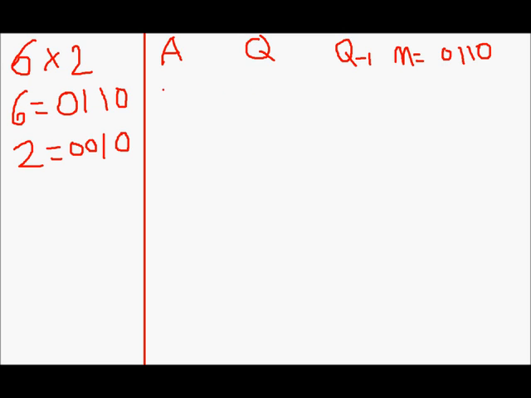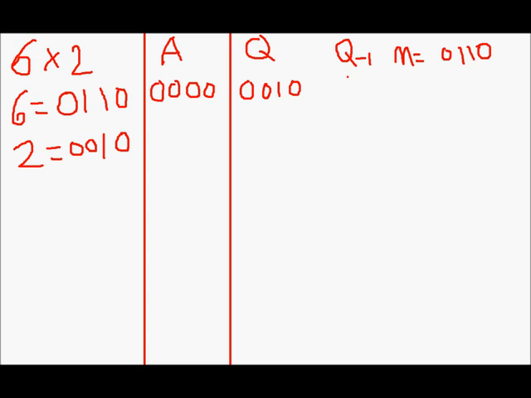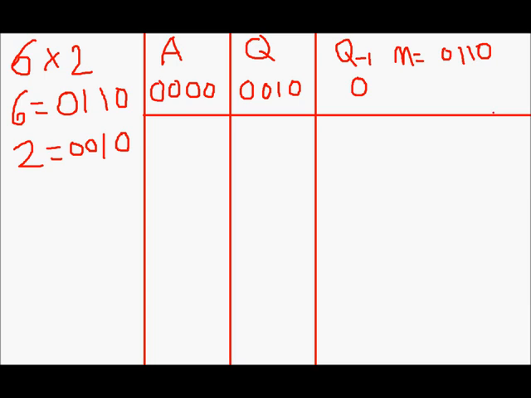Now initially A holds 0. I'll write 4 zeros out here. Q will hold the multiplier, and that is 0, 0, 1, 0. Initially our Q minus 1 bit is 0. So this is how we have it initially. We'll place 0 and 0 in the A and Q minus 1 registers, and Q will hold the multiplier, that is 2, and M will hold the multiplicand, that is 6.